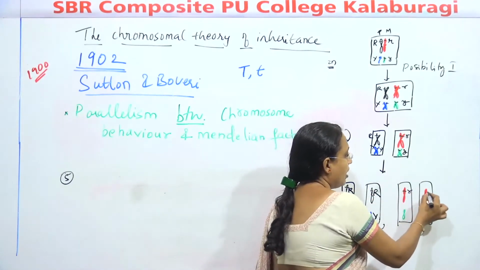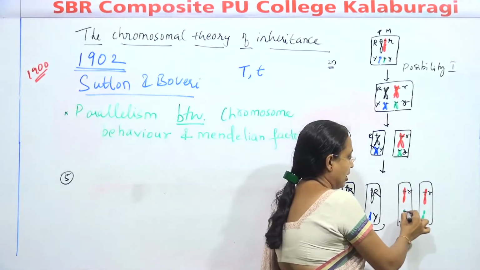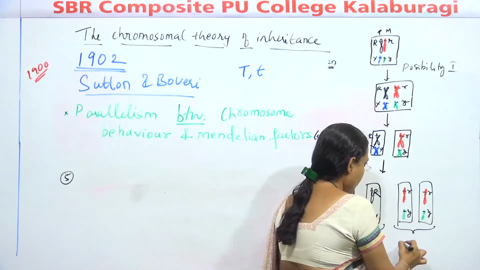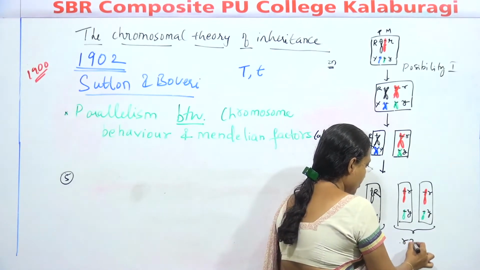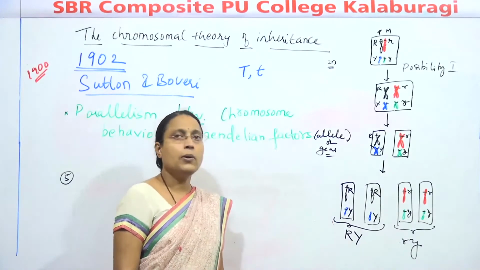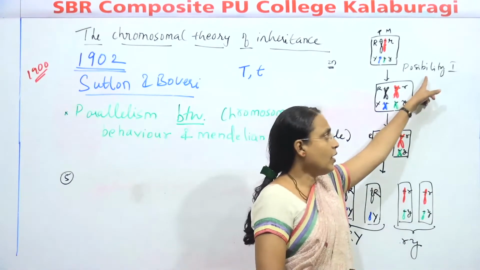Now you see this one. This is small r. It is the same duplicated chromosome. This also will be small r. This is small y. These both gametes are the same. What are the types of gametes produced now? Two types of gametes are produced. By which possibility? By possibility 1.